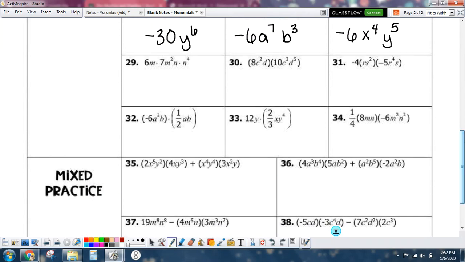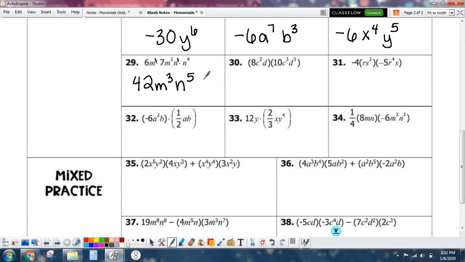For number 29, it's a little bit different here. So we have our 6 times 7 times 1. Okay, 6 times 7 is 42. 42 times 1 is 42. And then we're going to multiply our m terms. So I've got my m to the first and my m squared. So it's going to get me m to the third. And then I'm going to use my n terms. So I have an n here and an n here. So 1 plus 4 is 5. And I can go ahead and combine all these. Since you're multiplying, they all combine together.